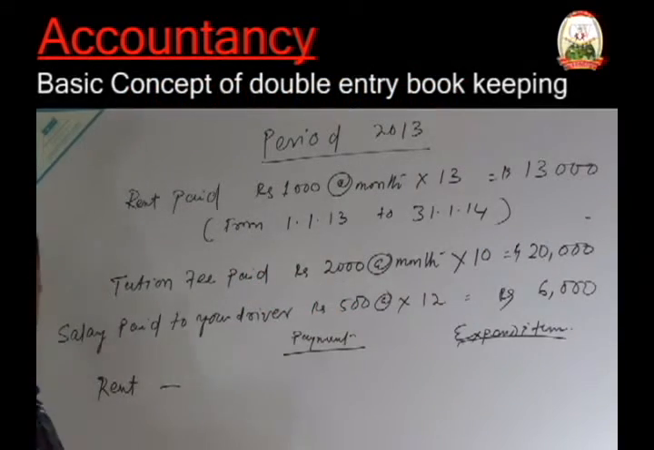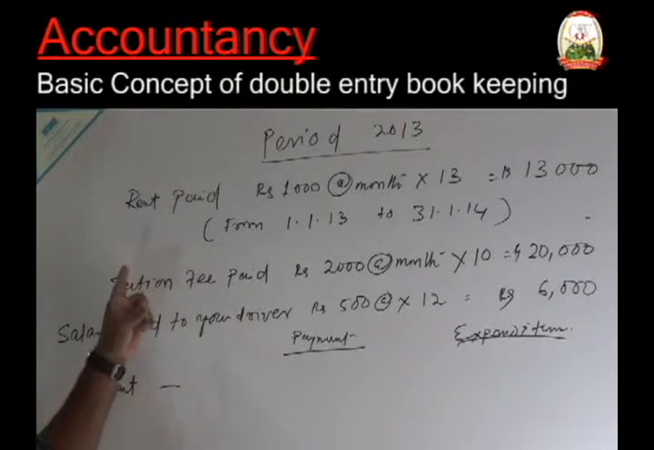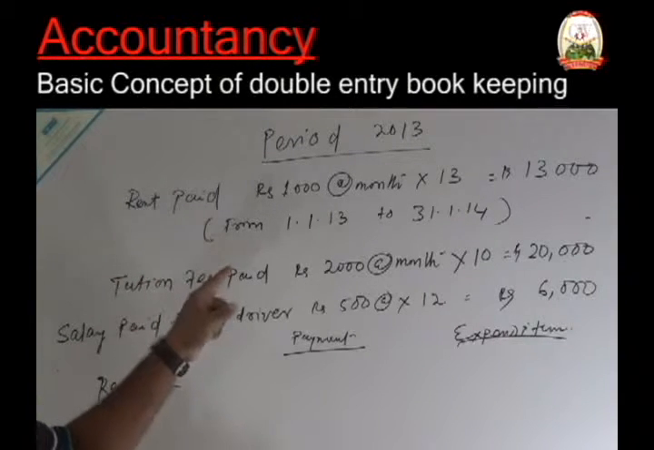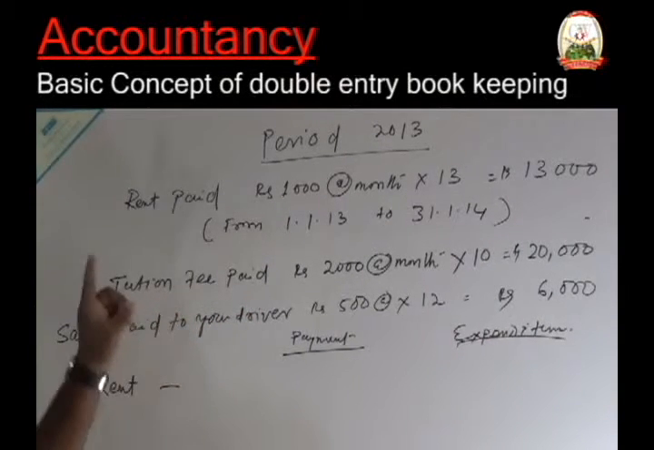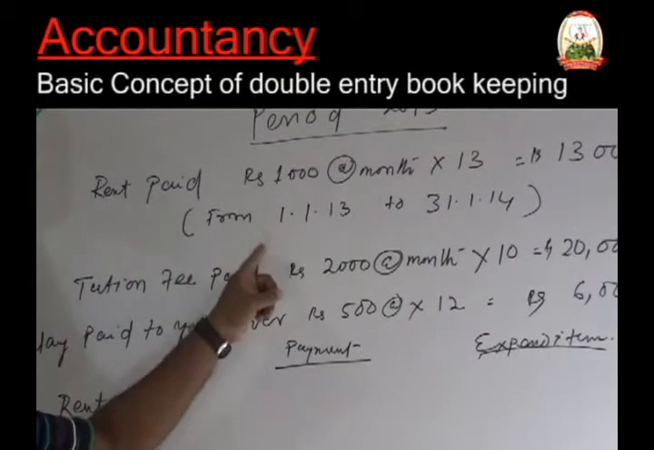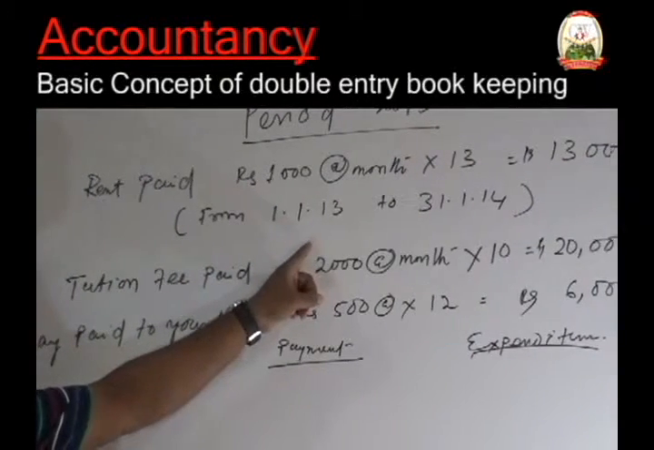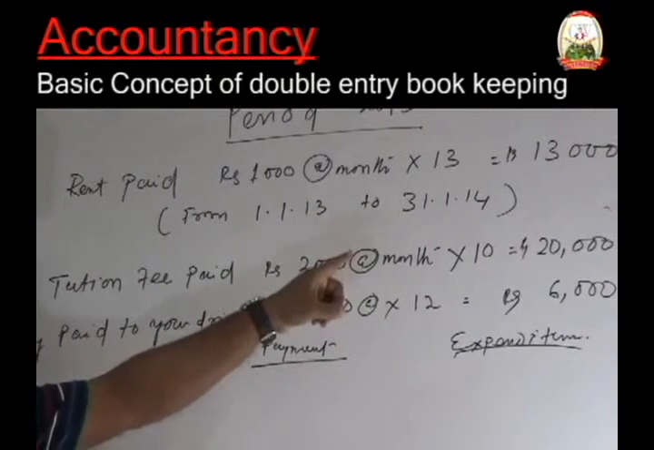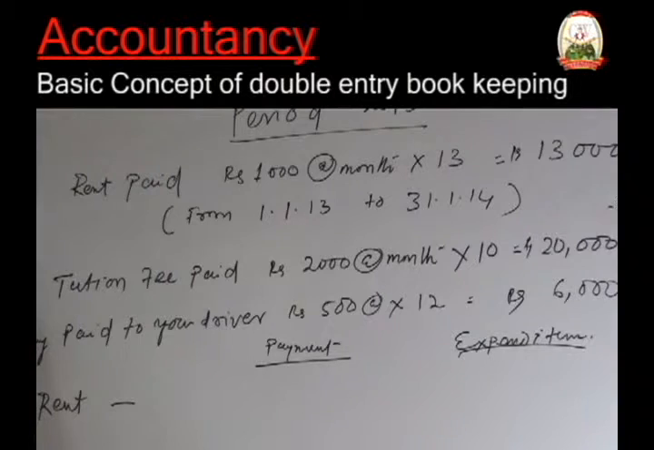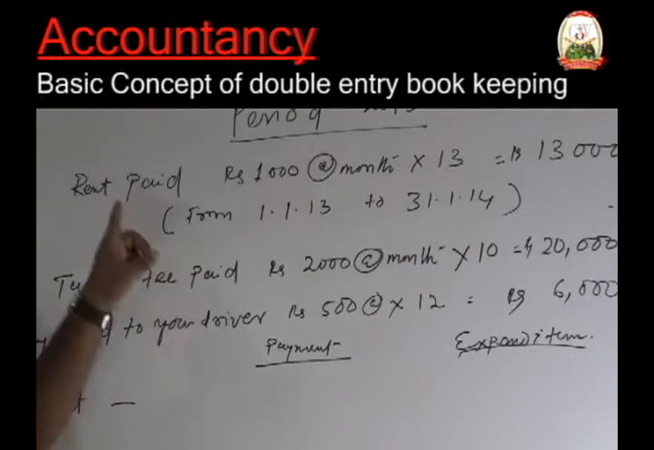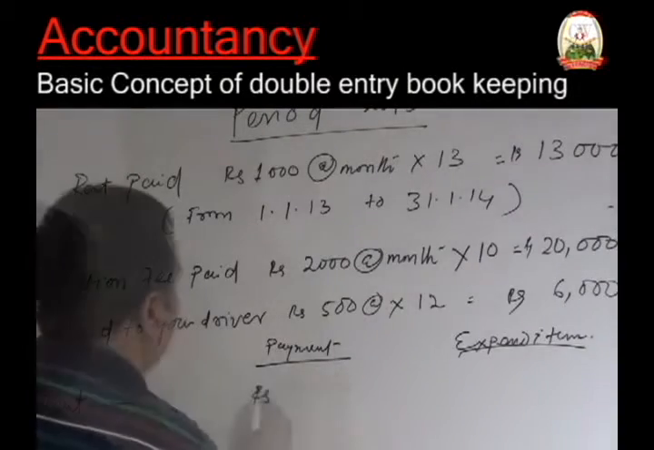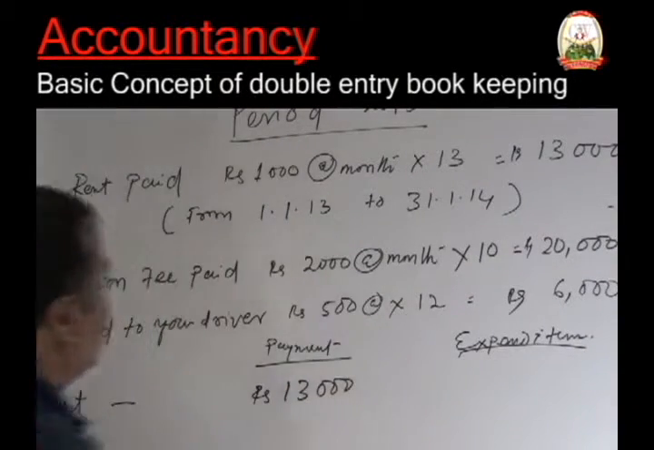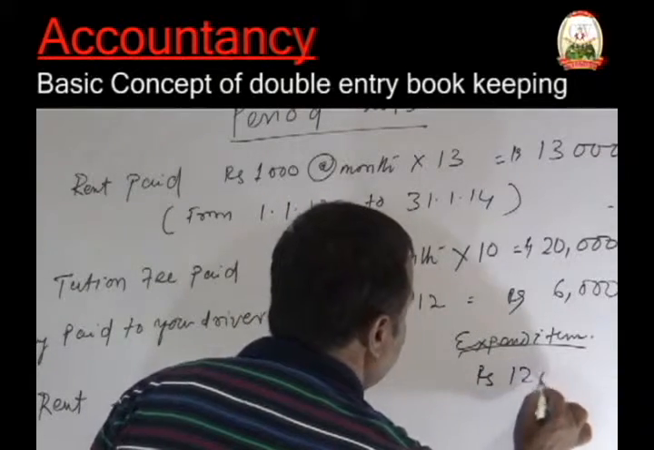Now take the example of certain expenditure. First one is rent. Rent paid during the year 2013 is 13,000. That means per month 1,000, and you have paid the rent from January 2013 to 31st January 2014. So here you have to identify from rent what is the payment and what is the expenditure. For rent, the payment is rupees 13,000, whereas expenditure is rupees 12,000.